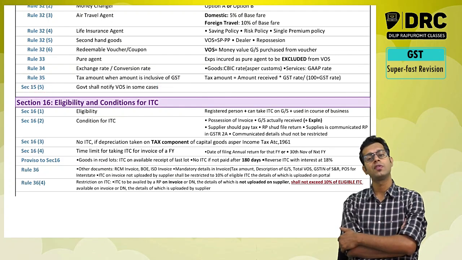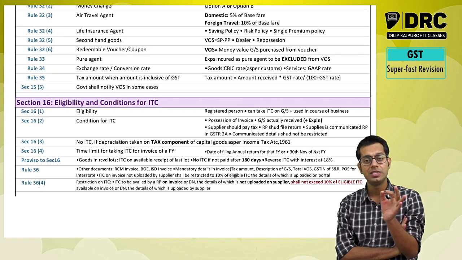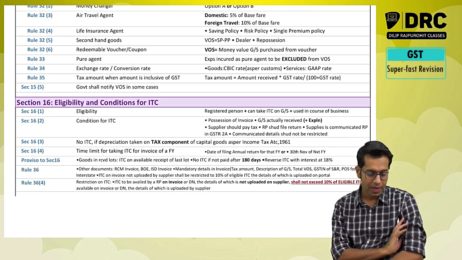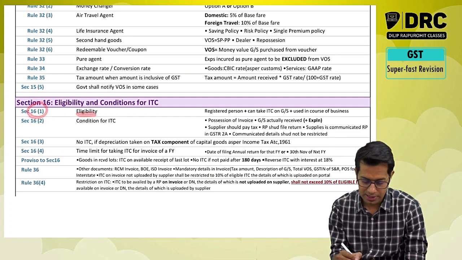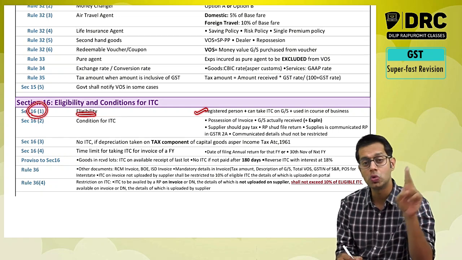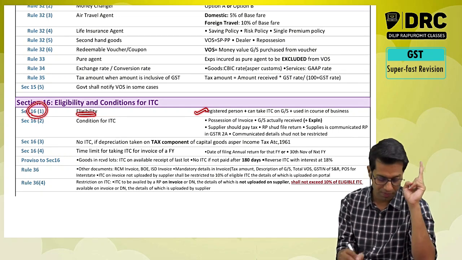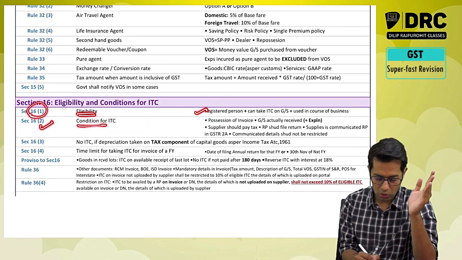Next provision for our discussion is section 16. Section 16 talks about eligibility and conditions for taking input tax credit. Section 16 subsection 1, who is eligible to take input tax credit? Every registered person is eligible to take input tax credit on goods or services or both which are used or intended to be used in the course or furtherance of business. Section 16 subsection 2 talks about conditions.